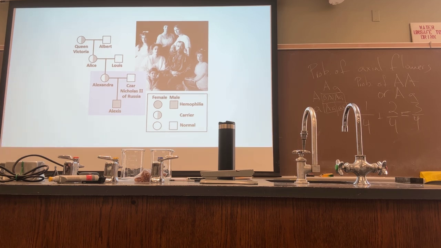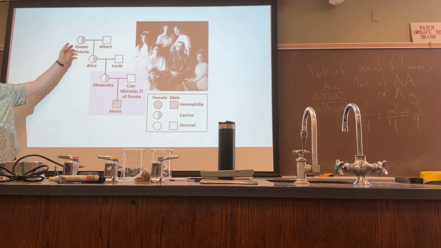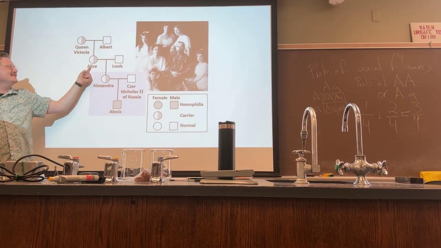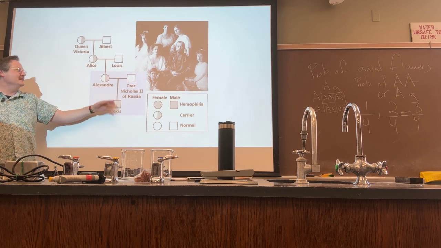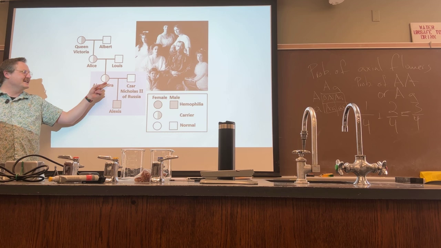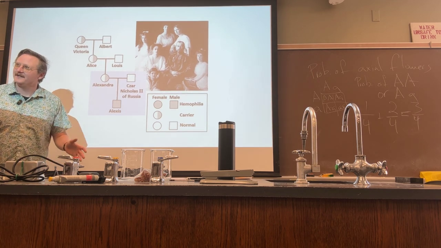So in this case, we've got Tsar Nicholas II of Russia. Look at him there. You can tell he would never harm anybody. I'm sure he was a great guy. All right. Queen Victoria. Here she is up here. Queen Victoria didn't have hemophilia. Her husband did not have hemophilia. Their daughter Alice did not have hemophilia. Her husband did not have hemophilia. Their daughter Alexandra did not have hemophilia. Her husband, Tsar Nicholas II of Russia, did not have hemophilia. And then all of a sudden, their son has hemophilia.